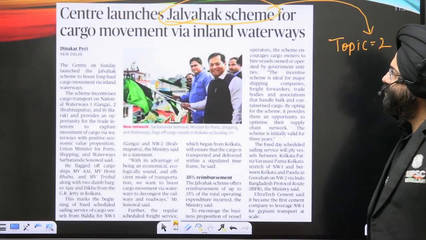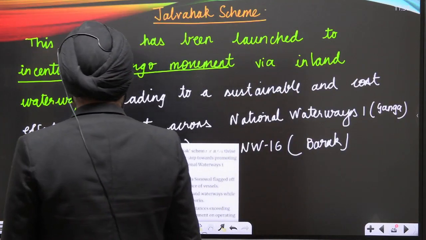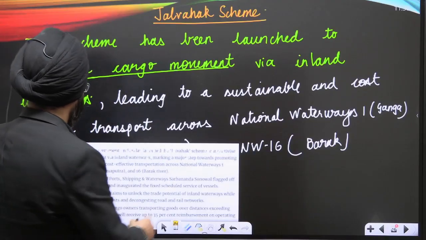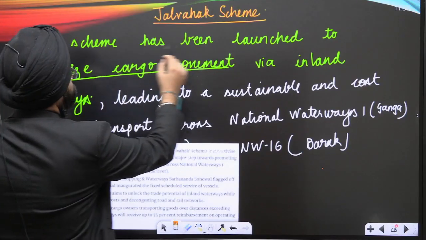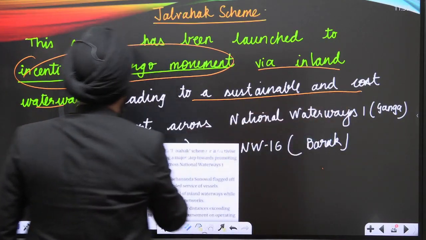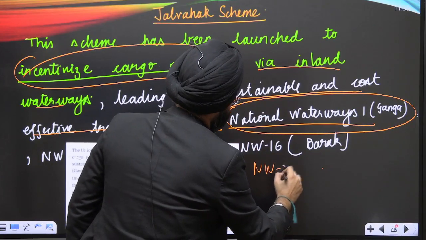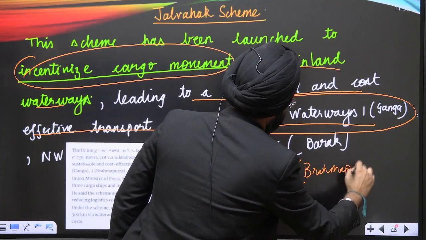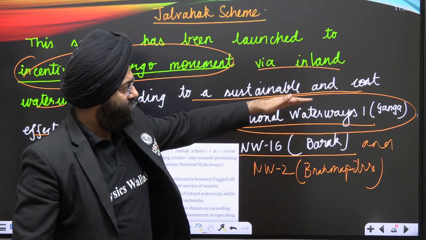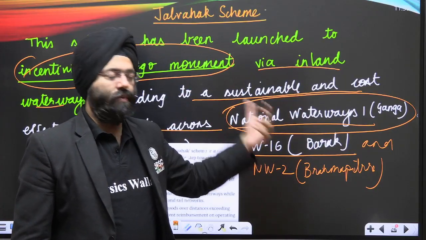Okay, let's move ahead. Center launches Jalvahak scheme for cargo movement via inland waterways. Now see, the Jalvahak scheme basically aims at the promotion of inland waterways. This scheme has been launched to incentivize cargo movement via the inland waterways, leading to sustained and cost-effective transport via National Waterway 1 on the Ganga, National Waterway 2 via the Brahmaputra, and National Waterway 16 via the Barak. That means these three waterways have been emphasized as a means for promotion of the waterways.